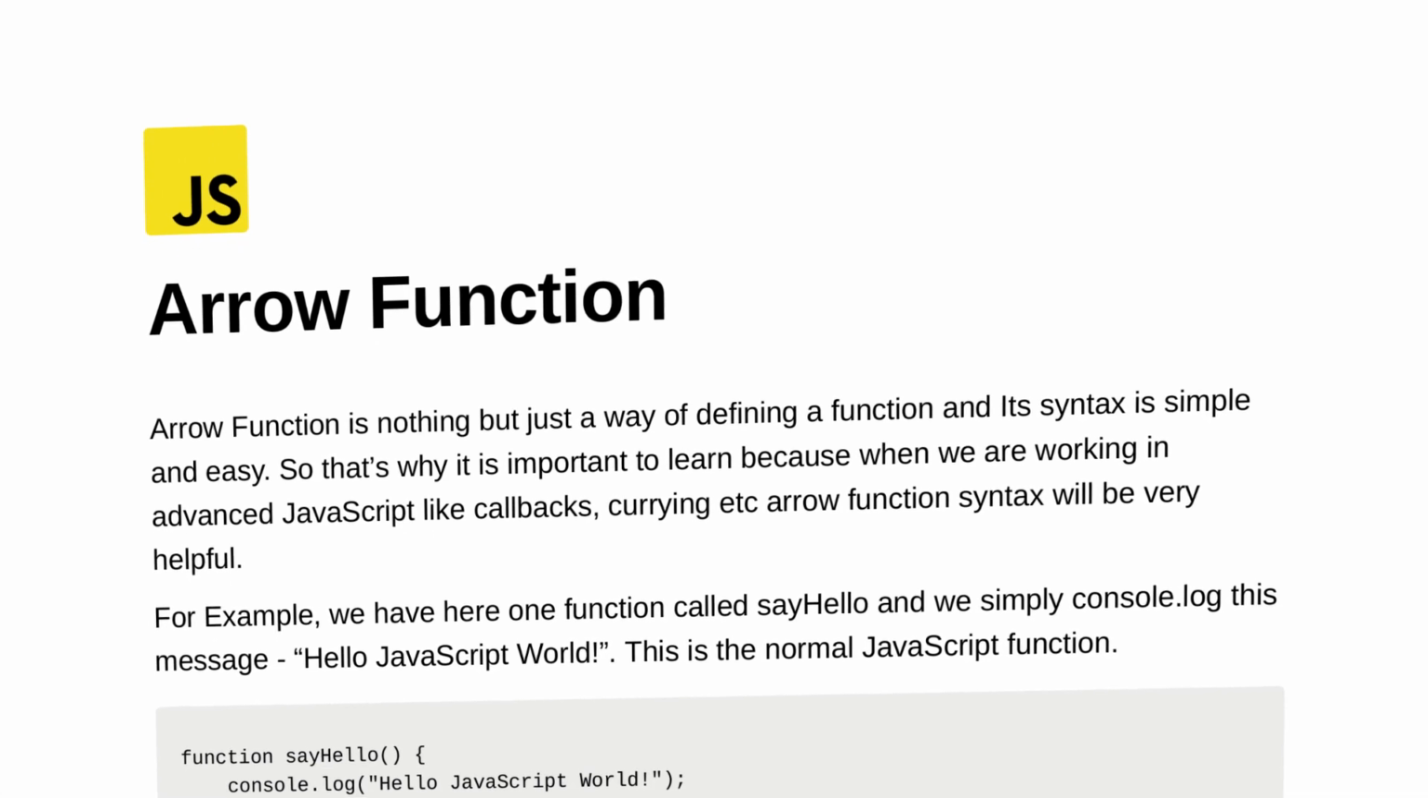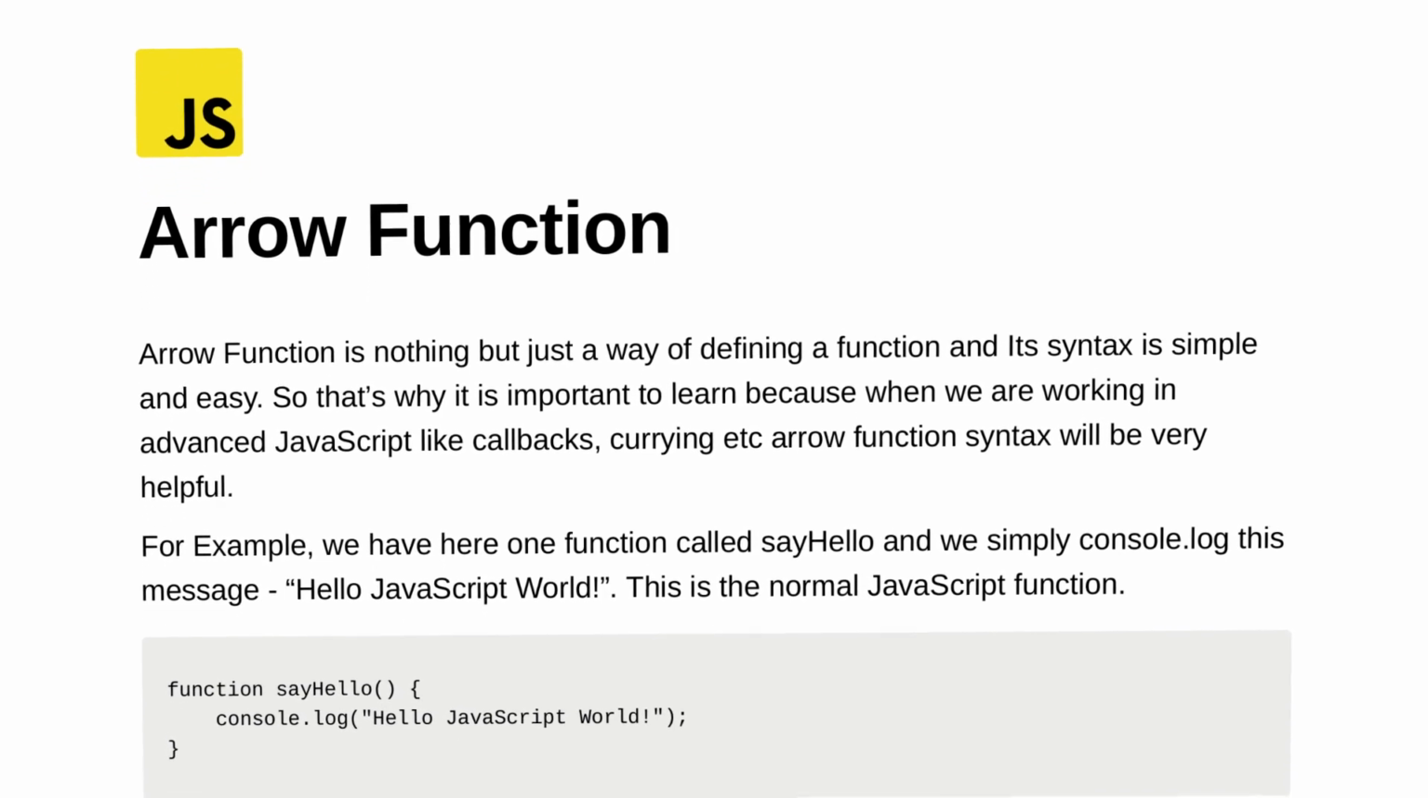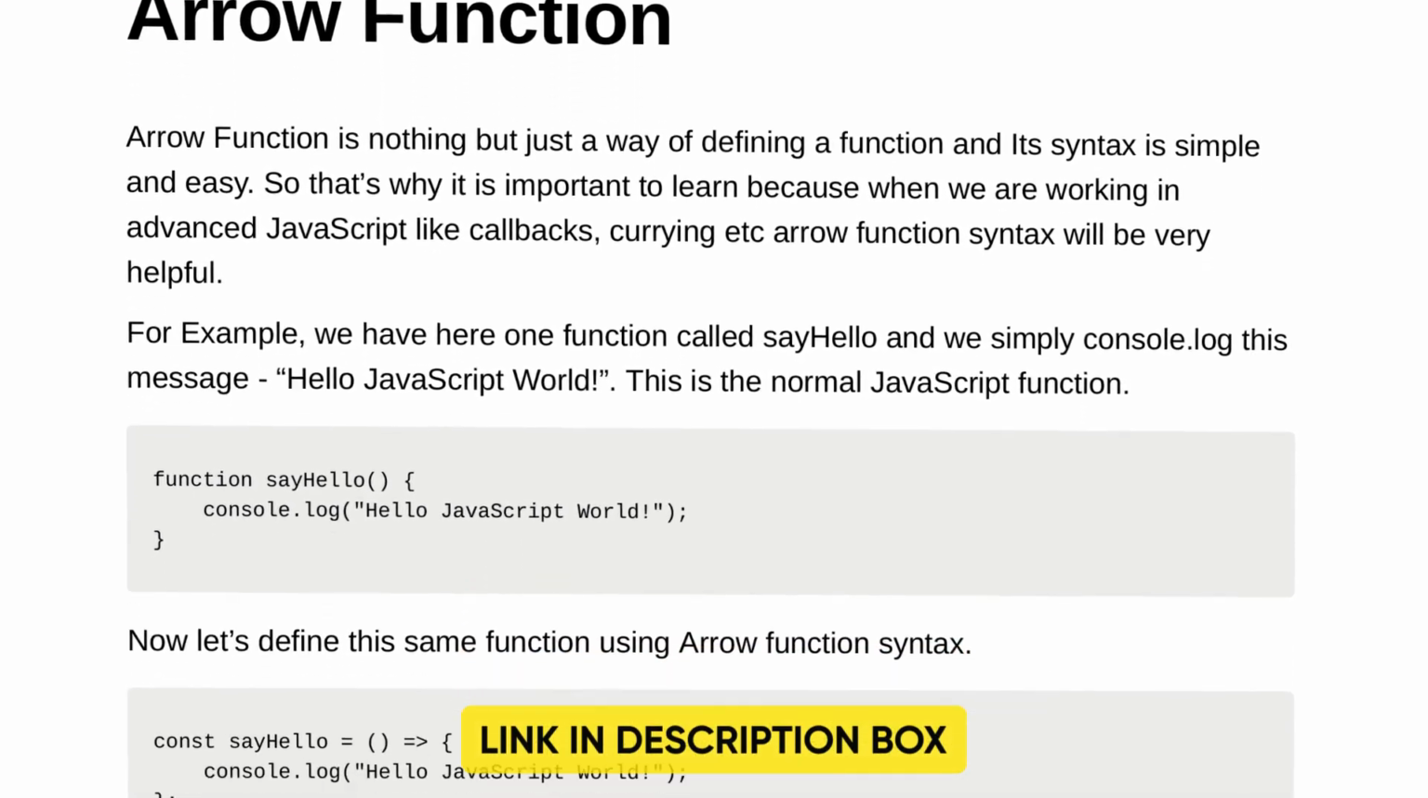So here are some examples of arrow function. You can see all these examples in the cheat sheet.